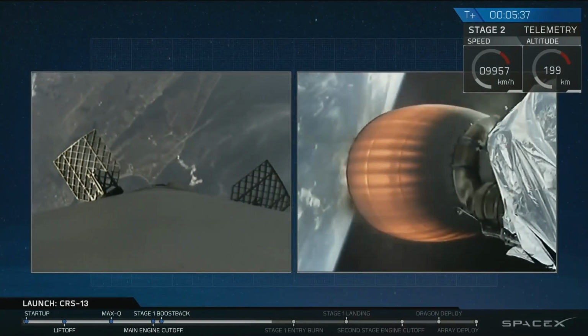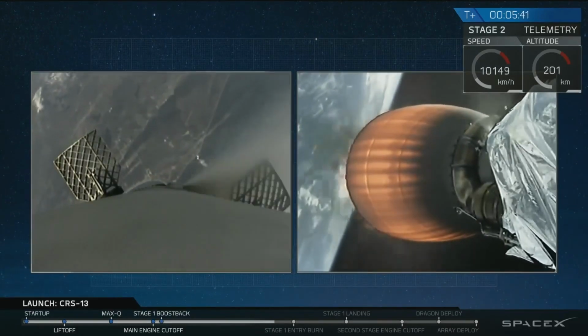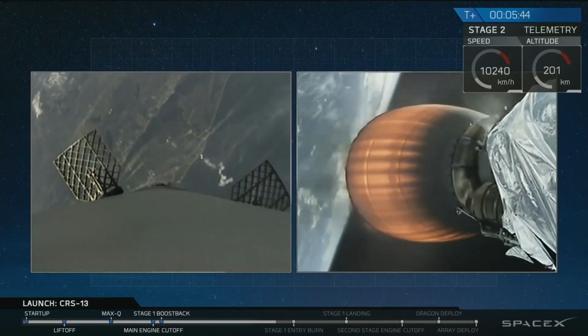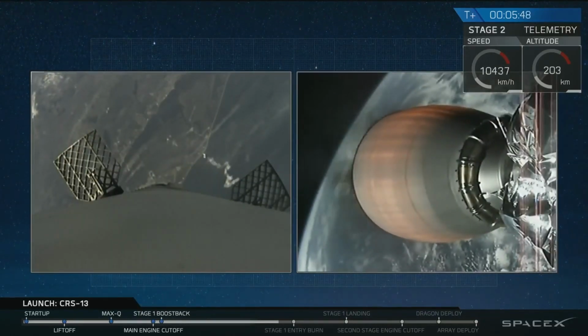However, now the stage 1 entry burn is coming up, where it will burn a lot of fuel in order to slow itself down, so the re-entry doesn't get quite as hard as it would be from a straight drop.